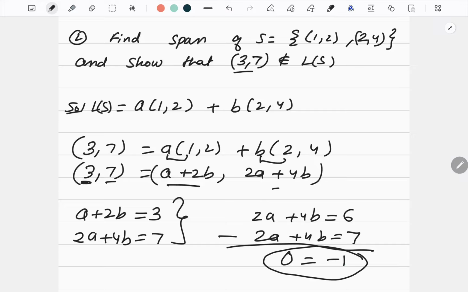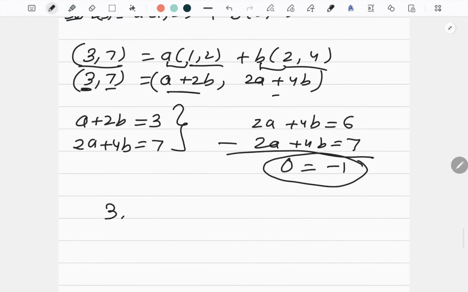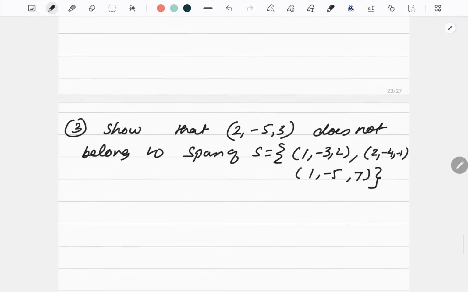Does it make any sense? No. It means at any cost I can't express (3,7) as a combination of (1,2) and (2,4). Implies (3,7) does not belong to LS. Easy. Now let's move to the next question.